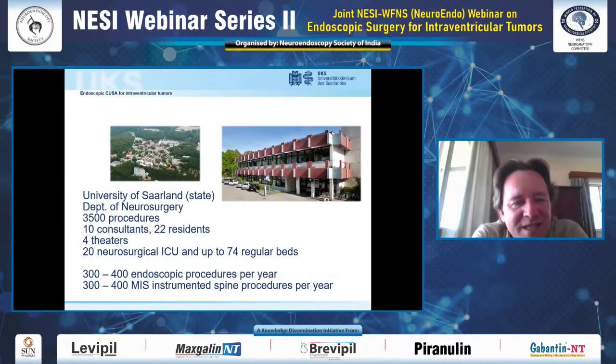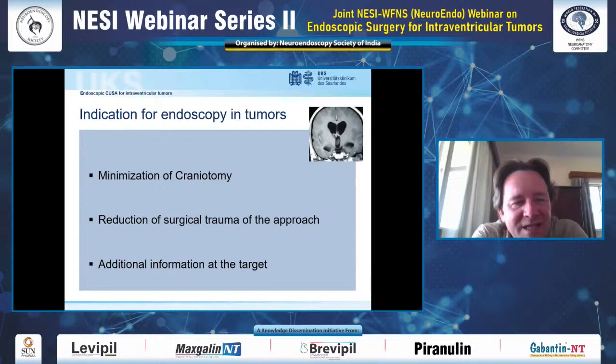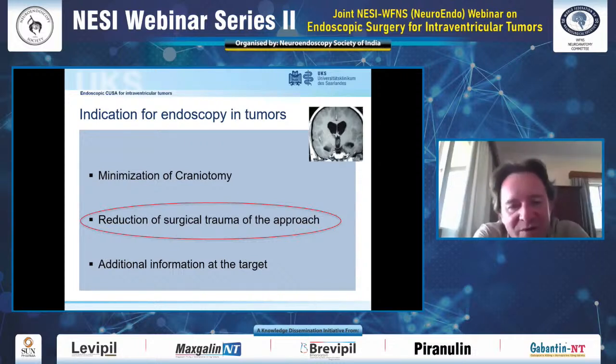When we think about indications for endoscopy in tumors, we usually think about a smaller craniotomy, as I discussed with the lamina terminalis approach. Then we use reduction of the surgical trauma. In intraventricular surgery, we usually think about reduction of the surgical trauma because particularly the third ventricle is very difficult to access.